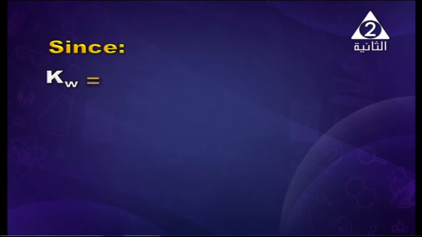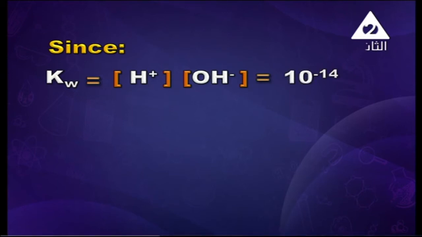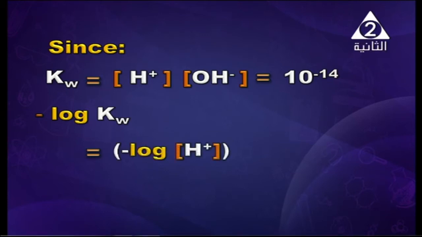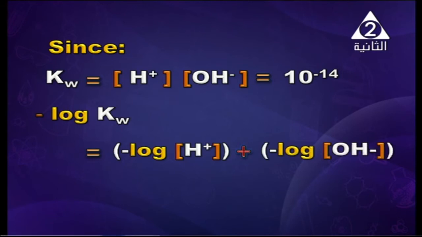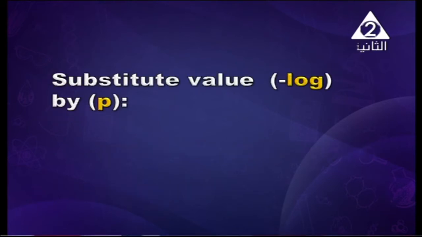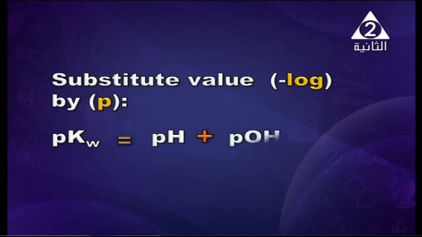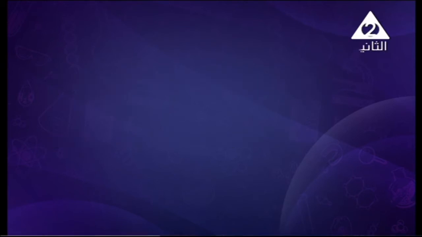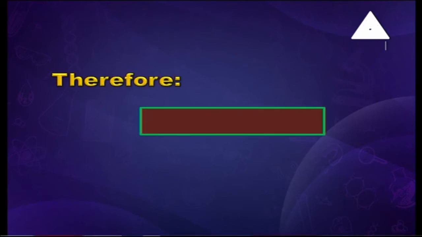Here, my dear student, as we know, Kw equals the concentration of hydrogen ion times concentration of hydroxide ion, equals 10 to power negative 14. So negative log Kw equals negative log H positive plus negative log OH negative, so equals negative log 10 to power negative 14. My dear students, substitute the value of negative log by letter p. So pKw equals pH plus pOH, so equals 14. Therefore, pH plus pOH equals 14.